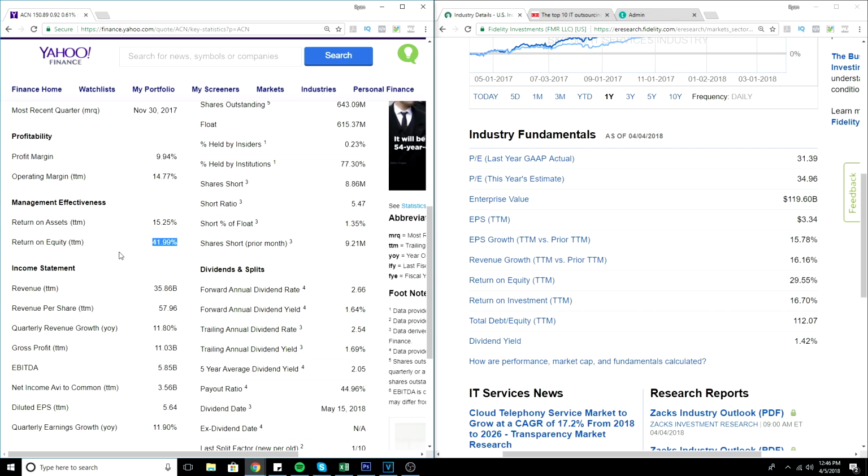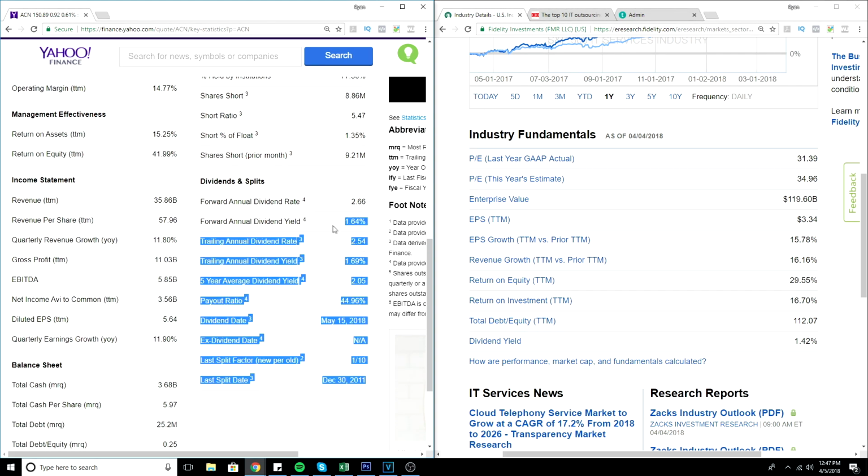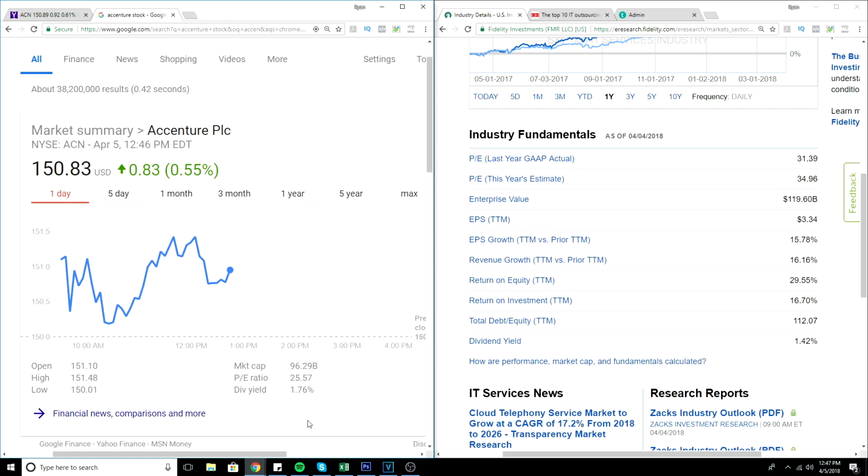Now, the industry average return on equity was 29.55%, and Accenture had a much higher return on equity at 41.99%, which is definitely a plus. And then the final thing I want to look at is the dividend yield. The average dividend yield for this industry is 1.42%, and Accenture pays a dividend of 1.76%, so they actually have a higher dividend than the industry average.